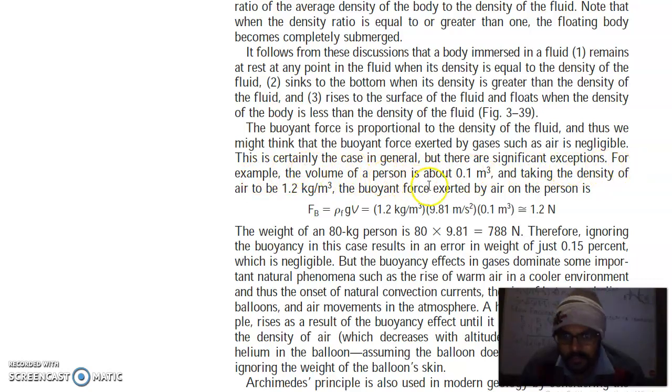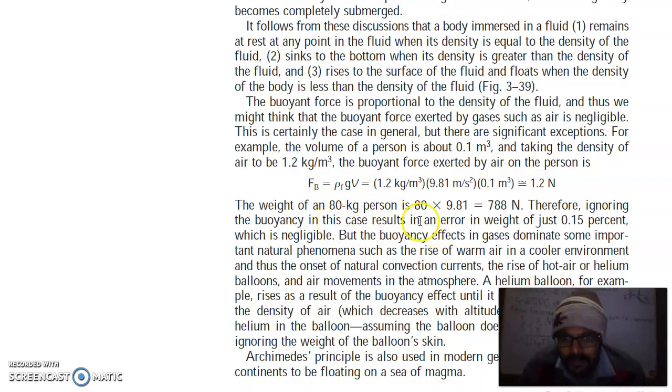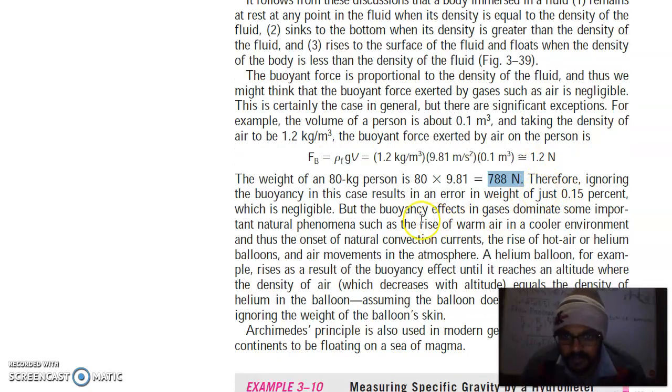For example, the volume of a person is about 0.1 meter cube, and taking the density of air to be 1.2 kg per meter cube, the buoyancy force exerted by the air on the person is F_B equal to density of fluid times gravity times volume, which is equal to 1.2 Newton. The weight of an 80 kg person is approximately 785 Newton. So you can see only about 15% error in the calculation of the weight.